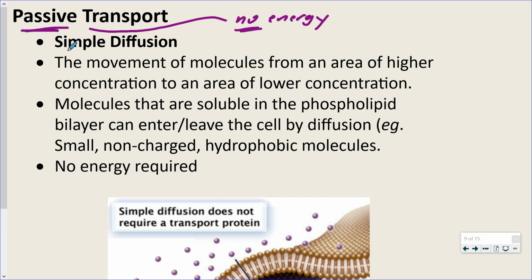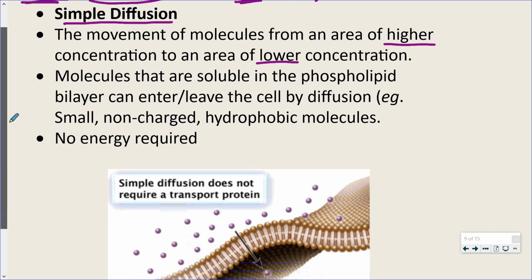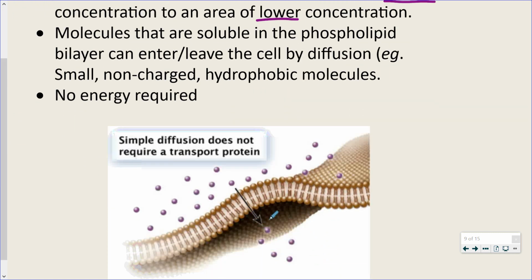So the first one, simple diffusion, is the movement of molecules from an area of higher concentration to an area of lower concentration across the membrane. So this is movement. We're talking about cells now, movement across the membrane from where you have more to where you have less. So this is our phospholipid bilayer. We have no proteins involved in this phospholipid bilayer. It does not require any kind of a transport protein. We're moving it directly through the membrane from where we have more to where we have less.